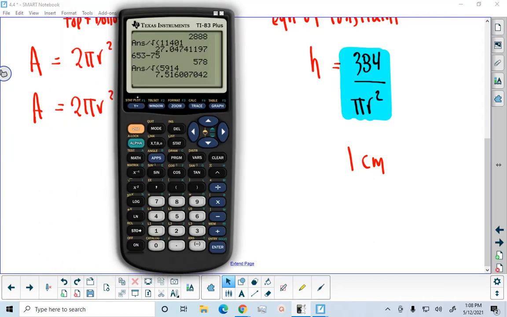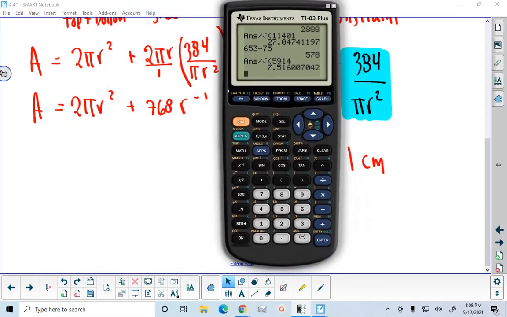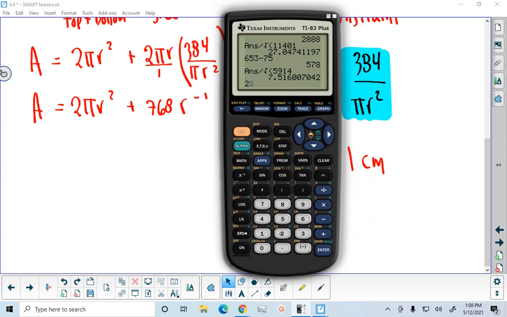We don't need to do this to answer the question. I'm trying to get you to think. The surface area would be 2 times pi times the radius, which is 1 squared, plus 768 divided by the radius. 2 pi r squared plus 768 over r. It would be 774 square centimeters. It would be this can that's very, very thin and incredibly tall.